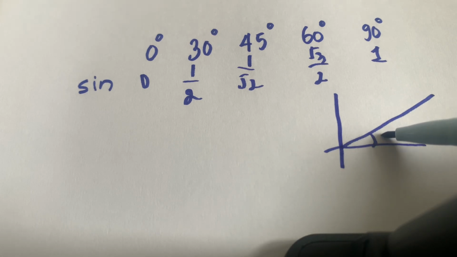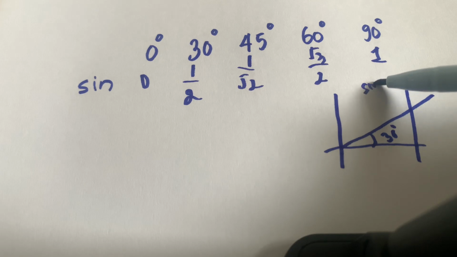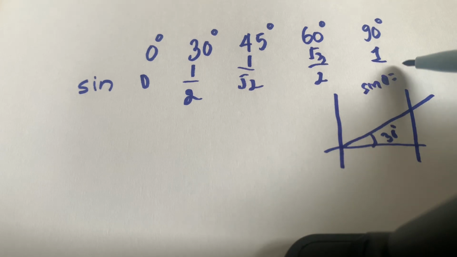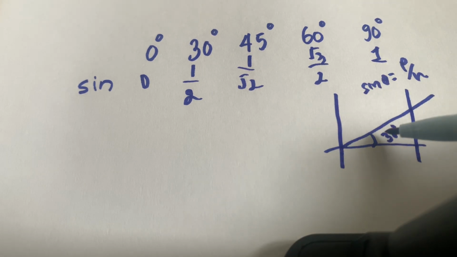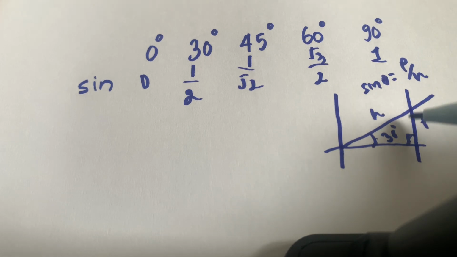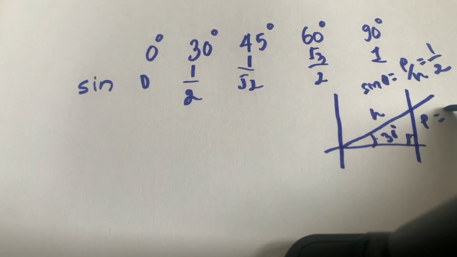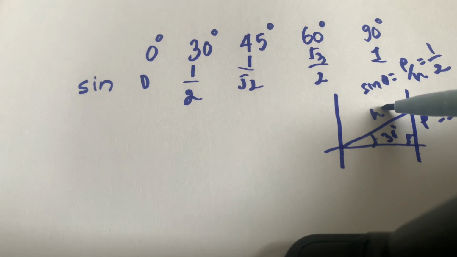Suppose this is 30 degree. We know sin 30, or sin theta, is equal to P by H. Opposite of this angle is P, and we know this is 90 degree, this is H. So this is P, this is H, which is equal to 1 by 2. Means if this is 1 centimeter, this must be equal to 2 centimeter.